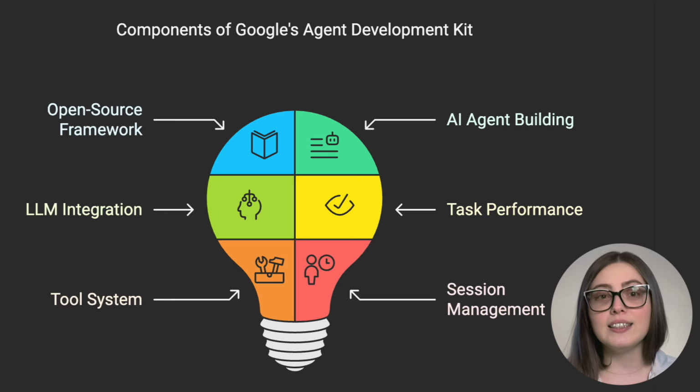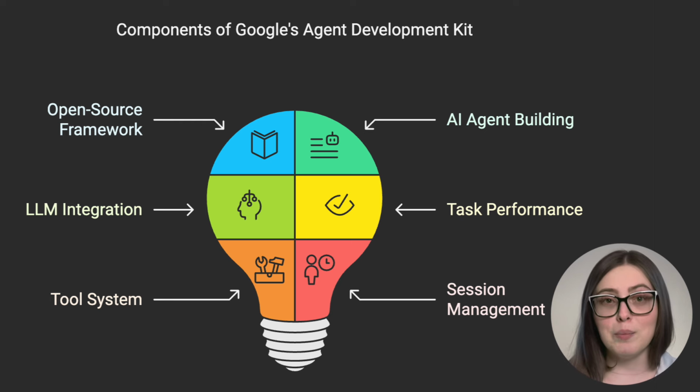Agent Development Kit was just recently released by Google. It is an open-source framework that makes it much easier to build AI agents and is tightly integrated with Gemini models. If you are new to agents, think of ADK as your toolkit for creating AI assistants that can actually do things in the real world. We can build agents that understand what users want and then take concrete steps to make it happen.